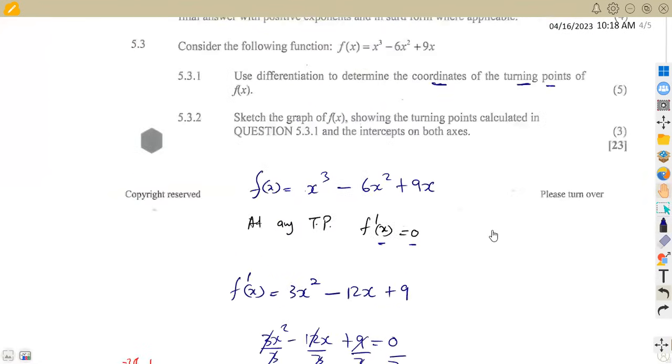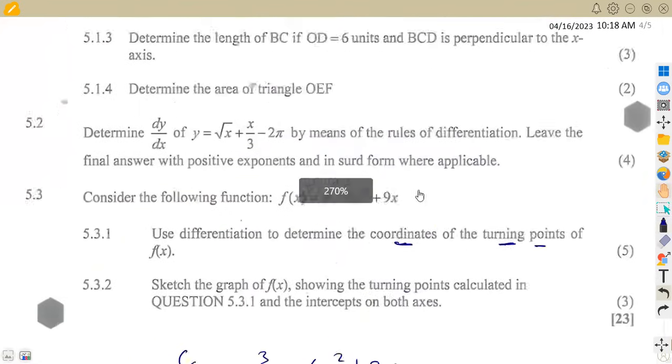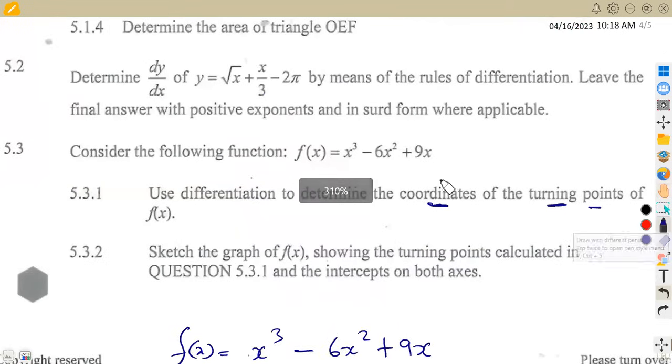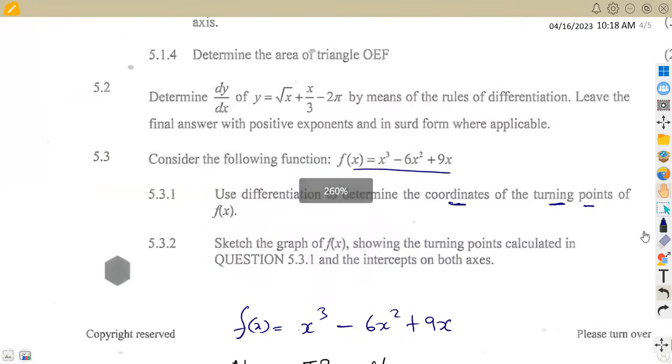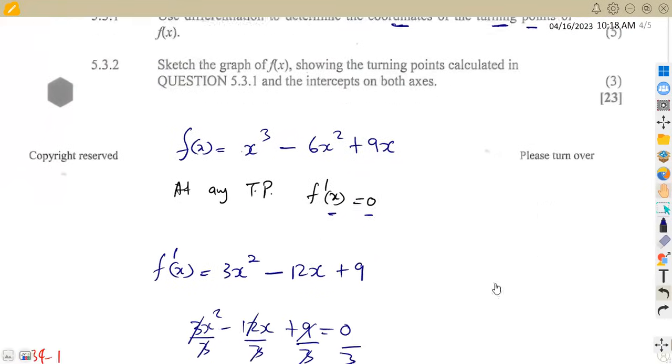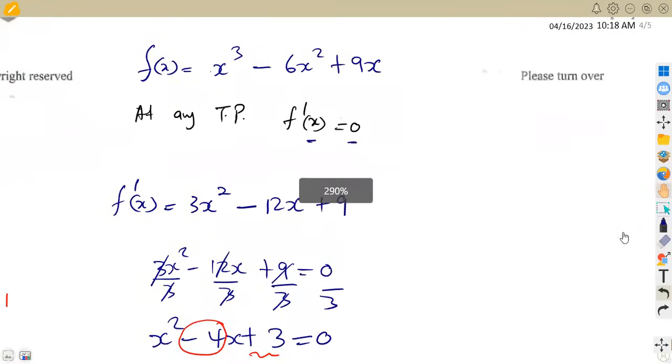So at point 3, we can substitute back into the original function of our f of x so that we determine the value of y at that point. So this is how you are going to have the values of y. So you substitute back into the original expression of your f of x in this case.